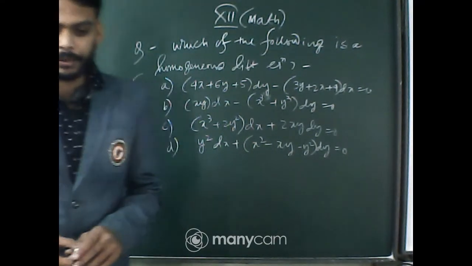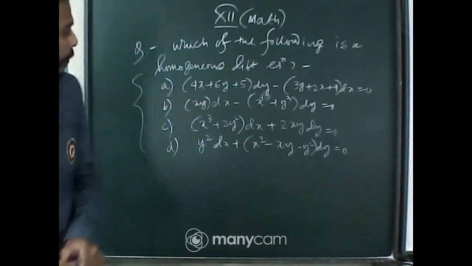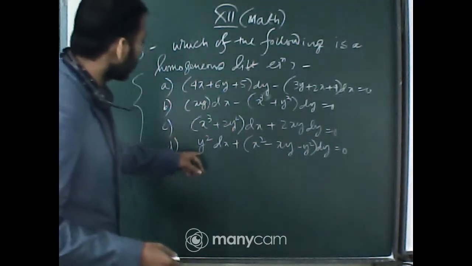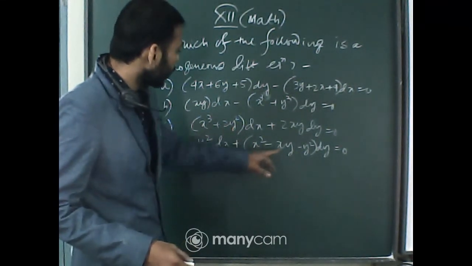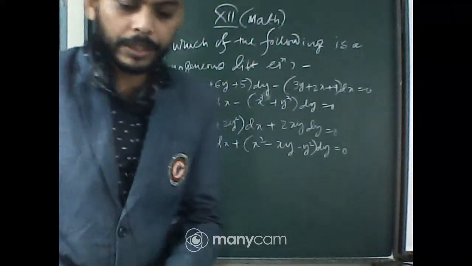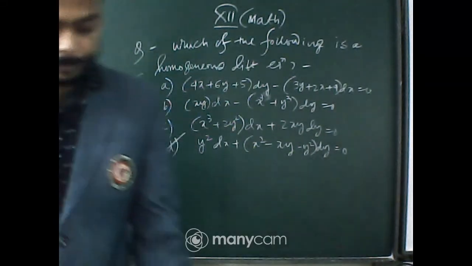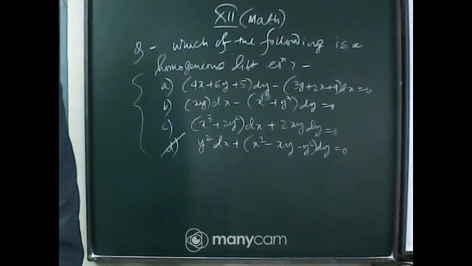Option D, yes, Subhajit. Option D. Look at the degrees of each term. That is 2, that is 2, that is 2, 2. So all are of degree 2, so that is a homogeneous equation. Yes, option D is the correct answer. Okay, so move on to the next exercise.